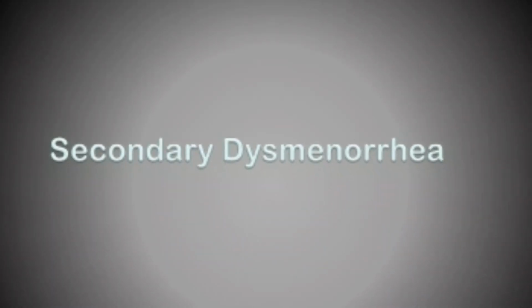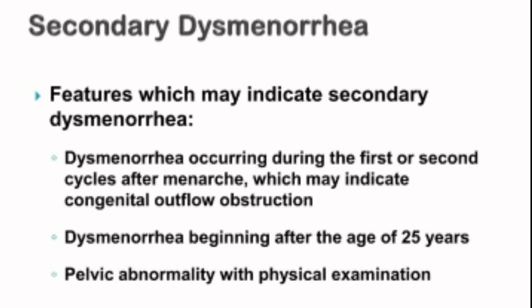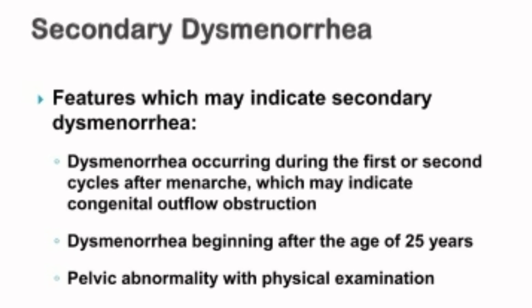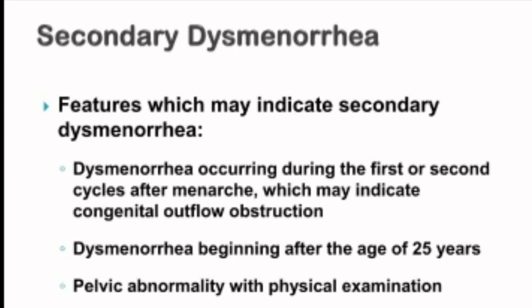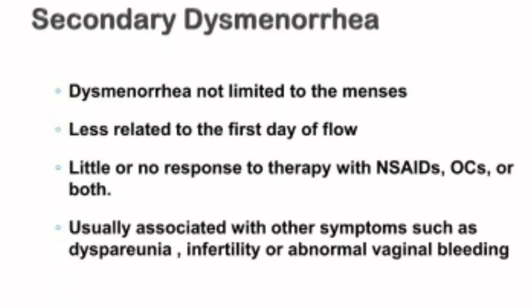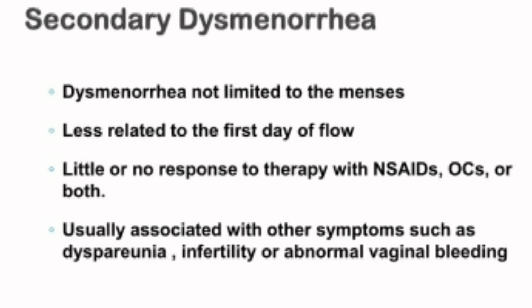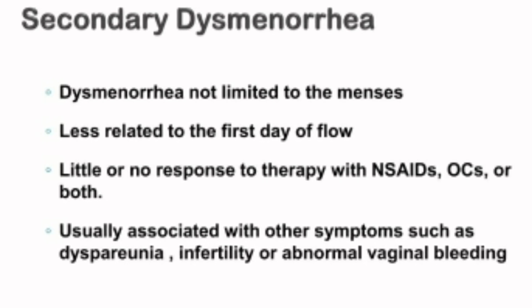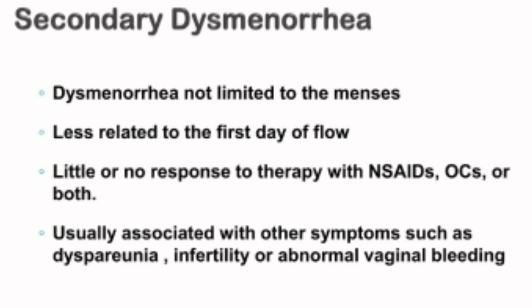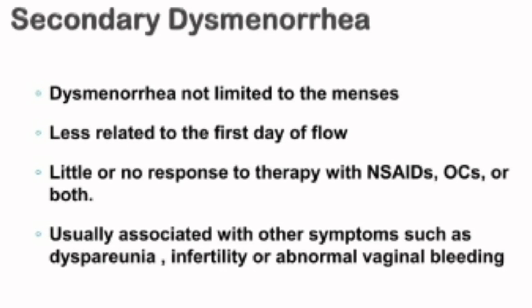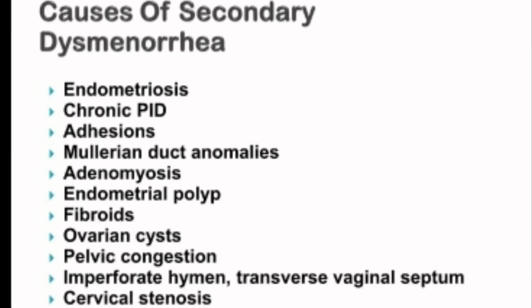Coming to secondary dysmenorrhea. Cases which may indicate secondary dysmenorrhea: occurring during the first or second cycle after menarche, which may indicate congenital outflow obstruction; dysmenorrhea beginning after the age of 25 years; pelvic abnormality on physical examination; dysmenorrhea not limited to the menses, less related to the first day of flow, and little or no response to therapy with NSAIDs or oral contraceptives or both, usually associated with other symptoms such as dyspareunia, infertility, or abnormal vaginal bleeding.